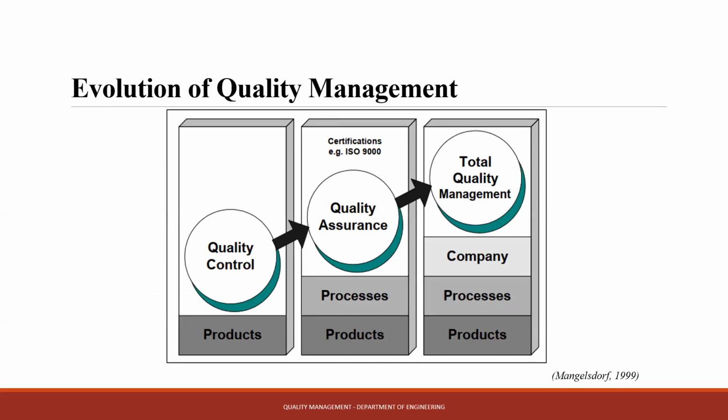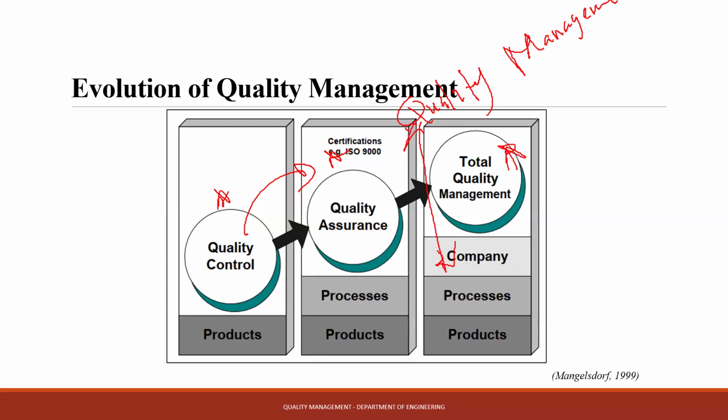So it starts with quality controlling and then moves to quality assurance. Then in between quality assurance and total quality management, we can identify quality management. Right, quality management is there. And then at the end of this evolution process, we can identify total quality management.